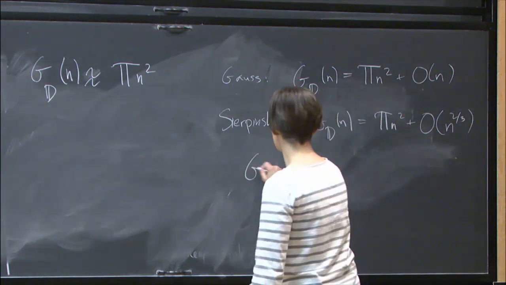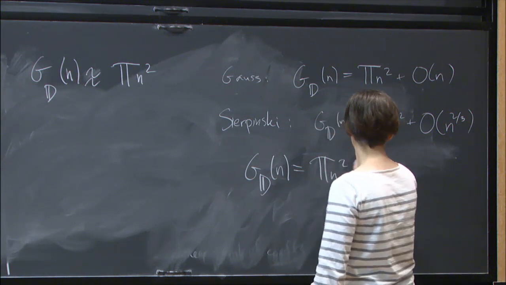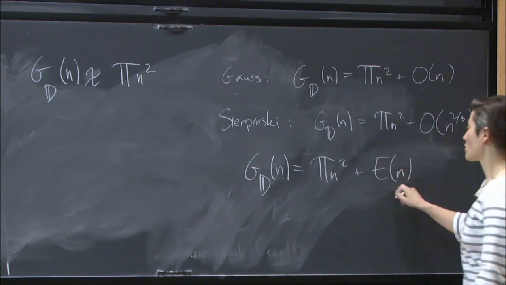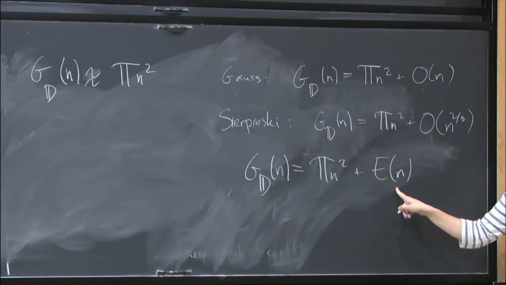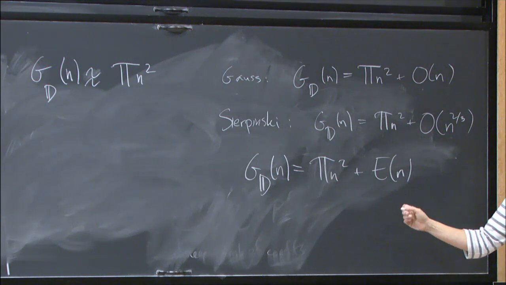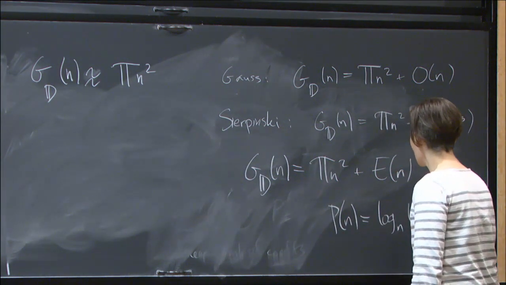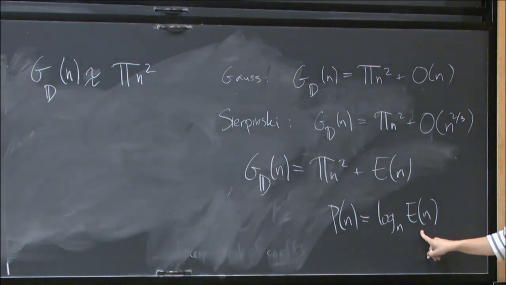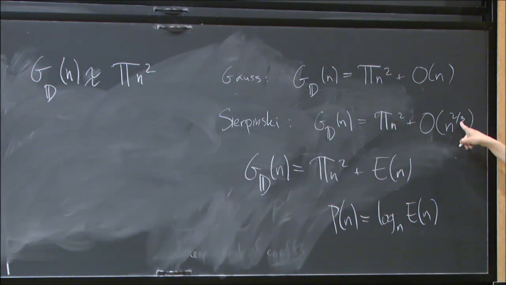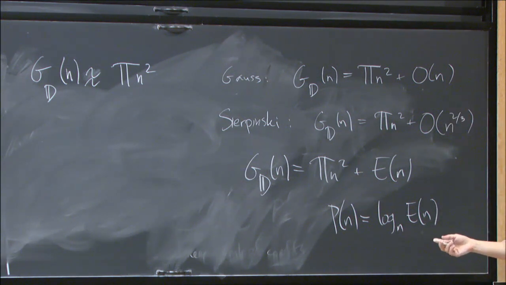In particular, you can write that the exact number is pi n squared plus some correction term, an error term that depends on n. And then you can ask what the best power law is for this. So you can define p of n to be the log base n of the error, right? So that should be detecting the power. Gauss showed that this was at most 1.